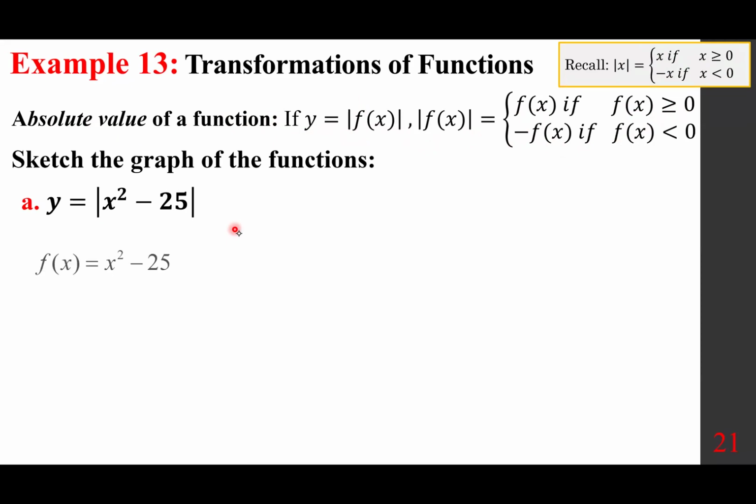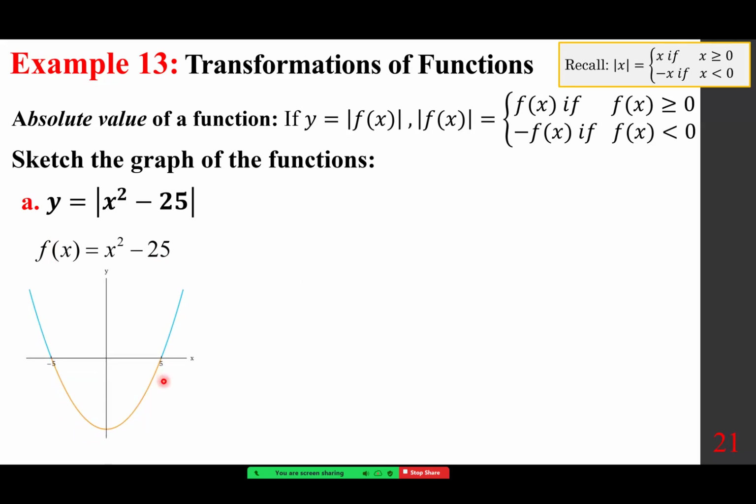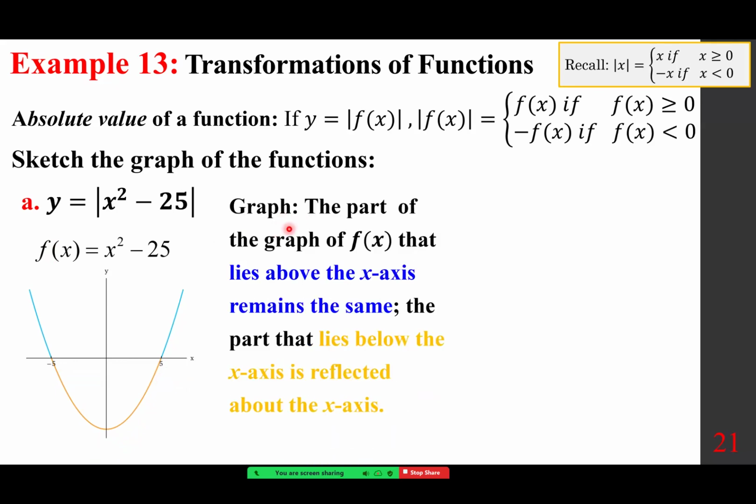In short, you graph the function without paying any attention to the absolute value. And this is y equals x squared shifted down by 25 units. So you know the graph of that. Then what do you do? Here's what's important. The part of the graph of f of x that lies above the x-axis remains the same. So this portion is above the x-axis. The blue portion remains the same. The part that lies below the x-axis is reflected about the x-axis. So this portion will flip over.